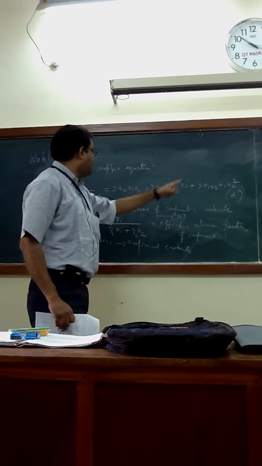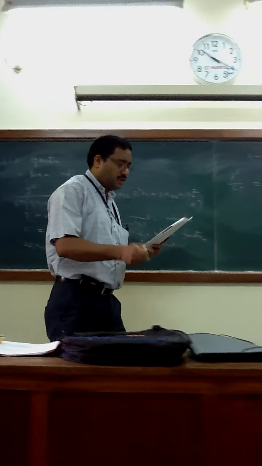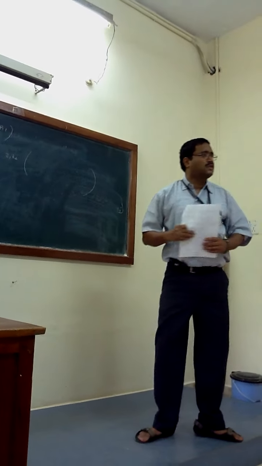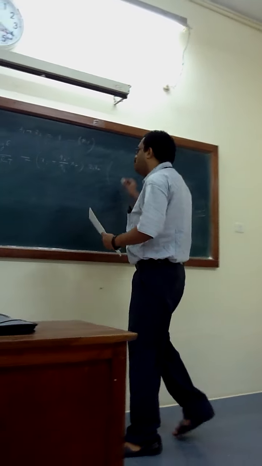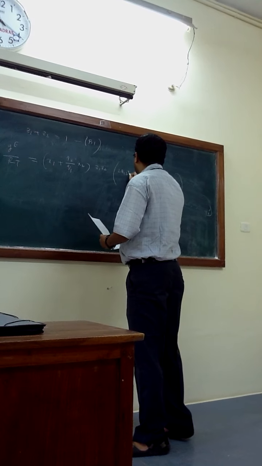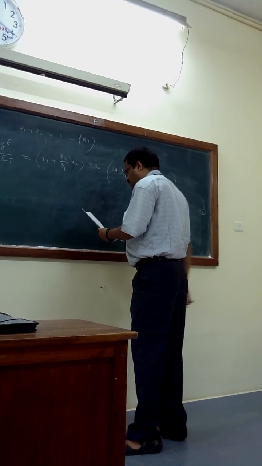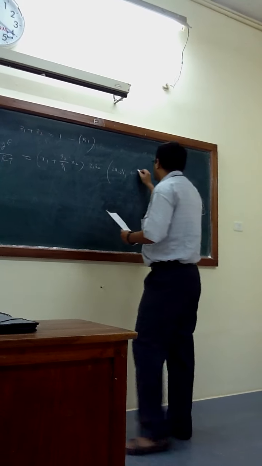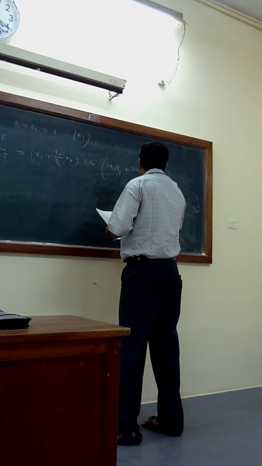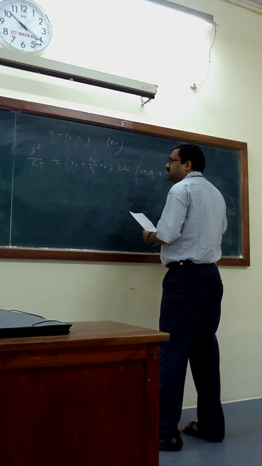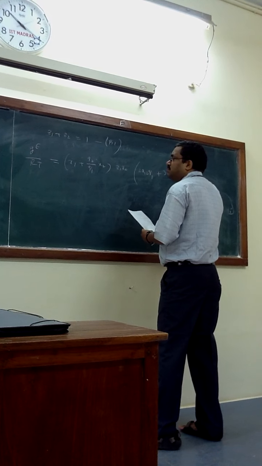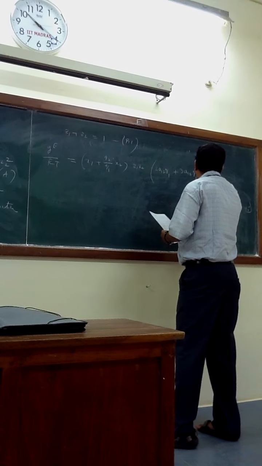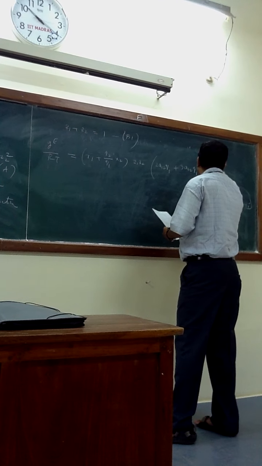What will be the term in the bracket? Z1, Z2 I have taken common. So what will be the term in the bracket? 2A1, 2Q1. Next term? 3A1 on 2 Q1 plus Z2 Z1, then 3A1 to 2 Q1 Z2.